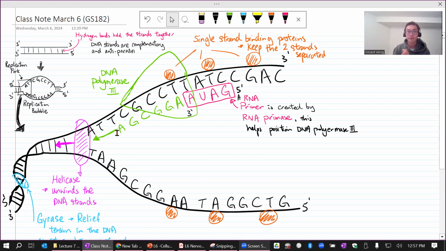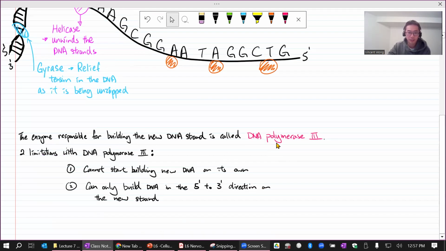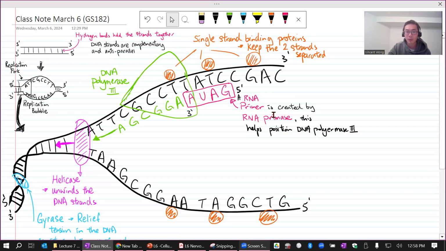Why, Professor? Why are the strands different? Okay, because like I said, the enzyme doesn't know where to start. It doesn't know where to begin with the replication process. So the primer is going to help position it. It's like, okay, you start copying here, then it goes. Without the primer, polymerase 3 doesn't know where to start copying. That's the problem.